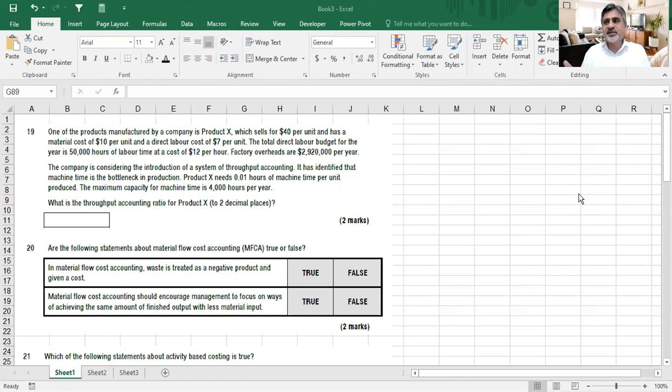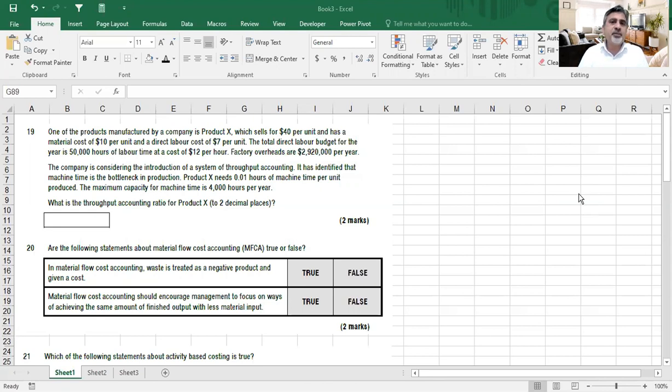And as a result, your throughput accounting ratio per hour. Throughput accounting ratio is the ratio between your contribution per hour and your cost per hour. And of course, it has to be greater than 1. If the ratio is 1, it means that your hourly cost and your hourly contribution are equal. You are just at break even, not making anything.